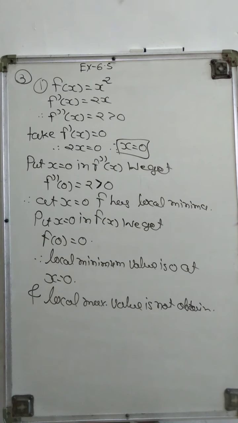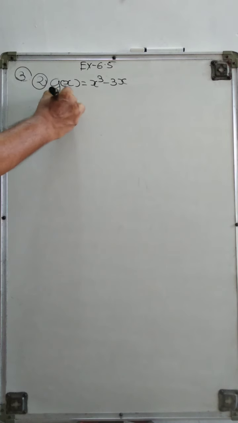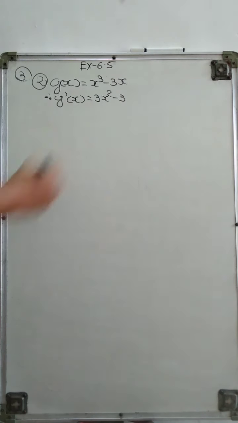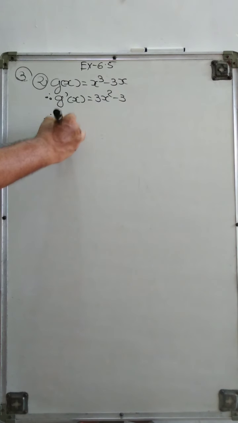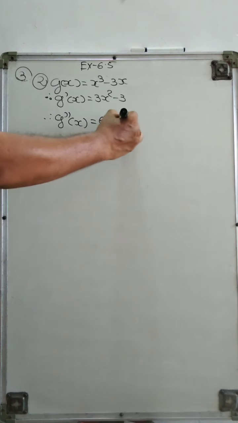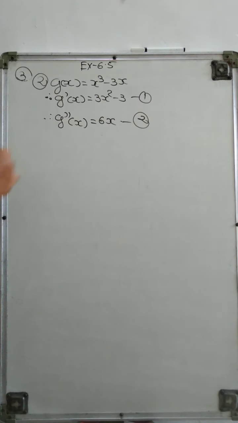Okay, we go for the next one, second. g(x) is equal to x cube minus 3x. Same process can be done, but here the function is different. So first of all, g dash x, the first derivative of this function, is 3x square minus 3. Therefore g double dash x is 6x. Now this is result 1 and this is result 2.